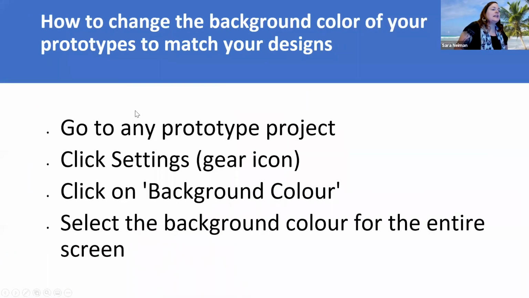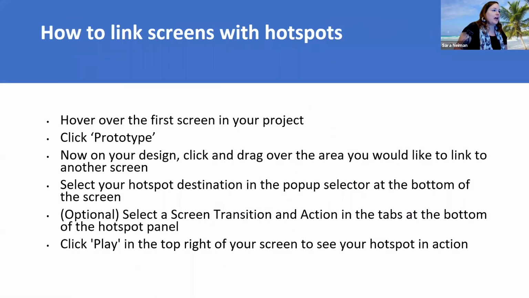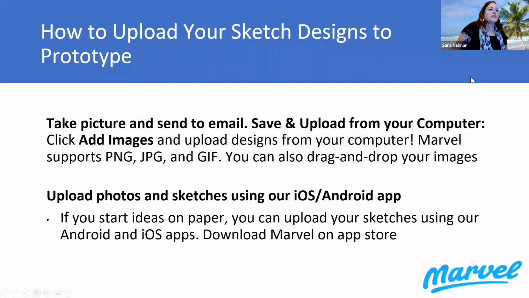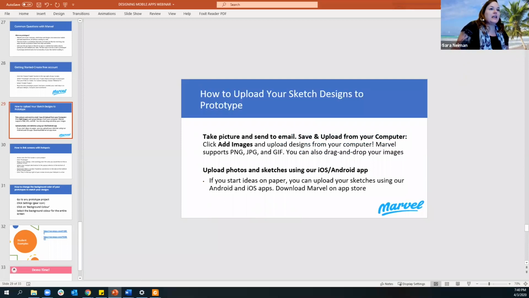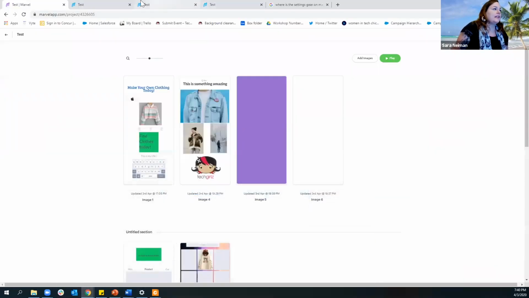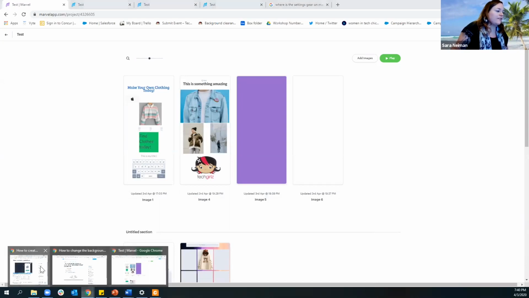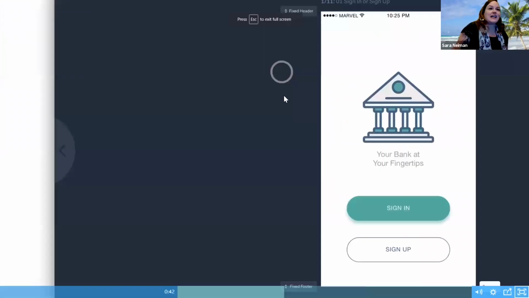Some of these things are a little finicky and that's okay, but pretty much you get the different ways of how to link screens, how to change the background, how to upload your sketch designs to the prototype. If you are on the Marvel app, it is really easy just to take a picture with your phone of your sketches and upload it directly, which is awesome. So if you didn't understand that completely, we can go back to our video here, which is just a faster way of what we already did.